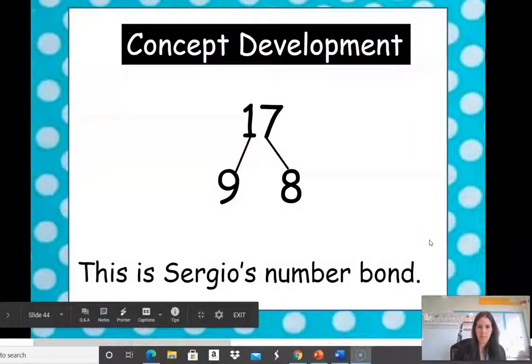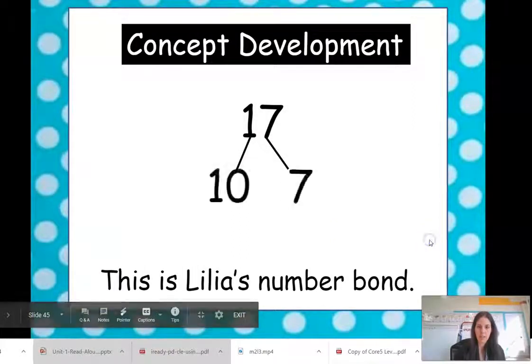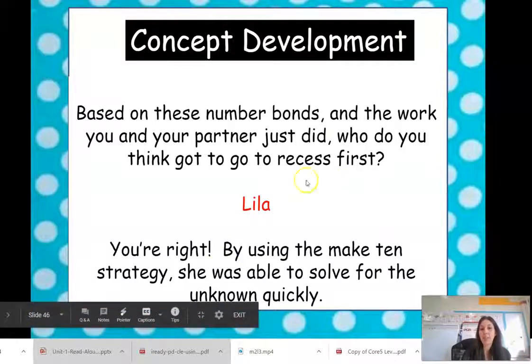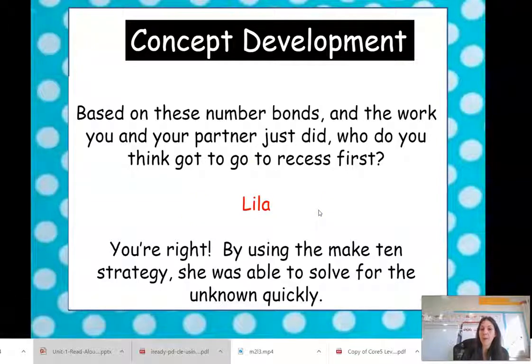So that was Lila's. Based on the number bonds, I agree that Lila would go to recess first because making a 10 is quicker than counting up.